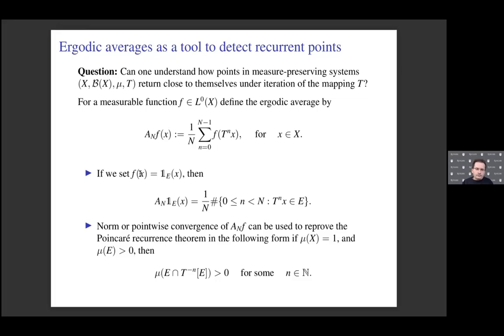consider a characteristic function of a measurable set and apply the averaging operator to this characteristic function of E, then we see that the right-hand side represents the average number of visits of the set E by the orbit T^n x. And now, if we want to understand the behavior of this quantity, we can use norm or pointwise convergence for the averaging operators. And if we use this, then we can reprove, for instance, the famous Poincaré recurrence theorem, which says that if we work with a probability measure preserving system and the measure of our set E is positive, then the orbit visits the set E infinitely many times. This can be deduced from this inequality.